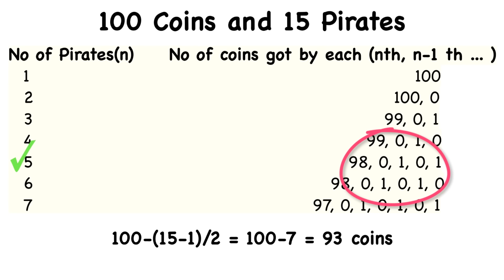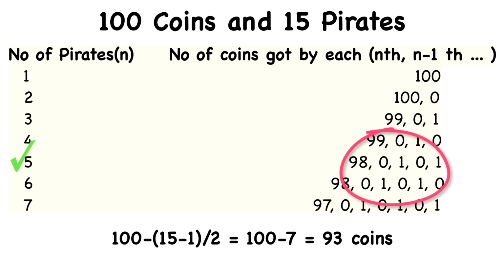So now coming to the 5th pirate. He has his own vote on whatever decision he makes, of course, and needs 2 more votes. He knows that in case of his death, first and third would get nothing. So he buys their vote by offering 1 coin each and keeps 98 for himself.